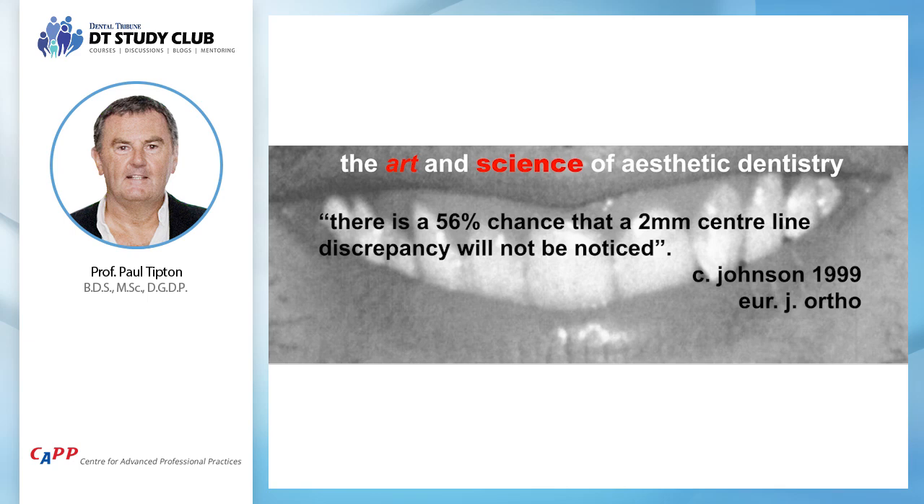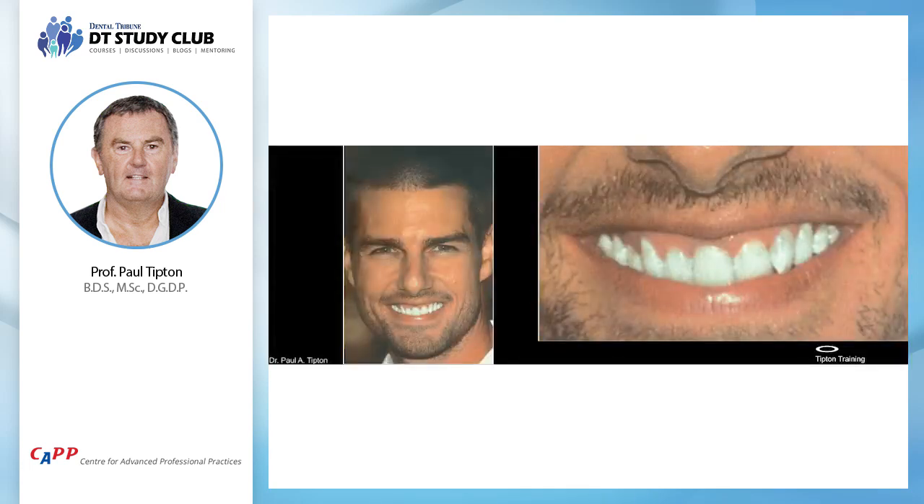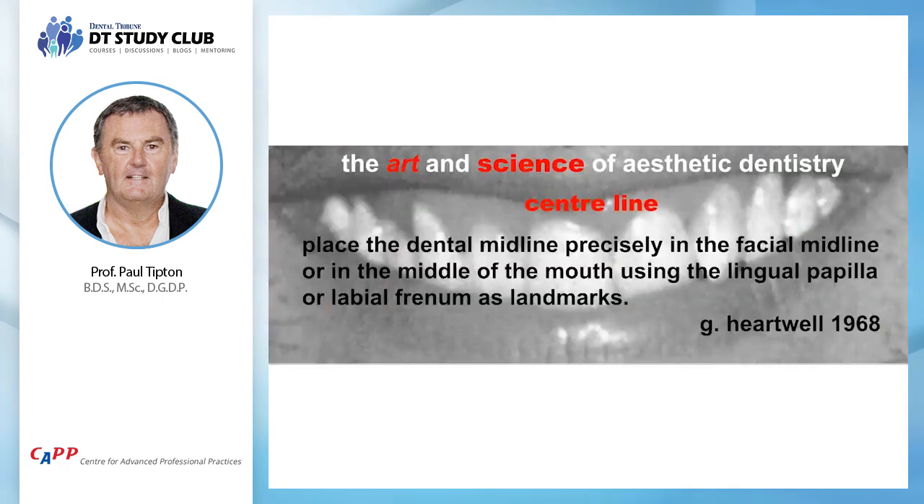So sometimes it's impossible for us to get the center line exactly right. But if we can get within 2mm of the exact correct position, then over 50% of our patients won't actually notice. And of course, the most famous centerline discrepancy that we see day in, day out on all of our films is, of course, Tom Cruise. His centerline's at least one central incisor out of sync.